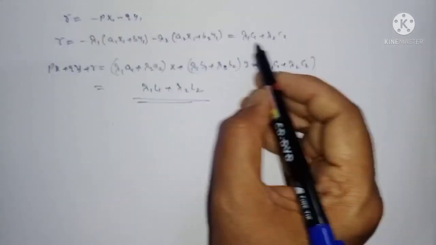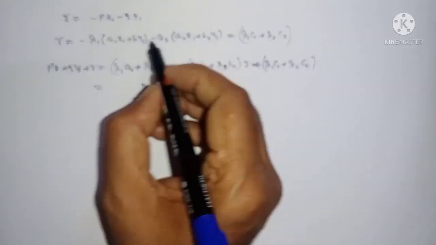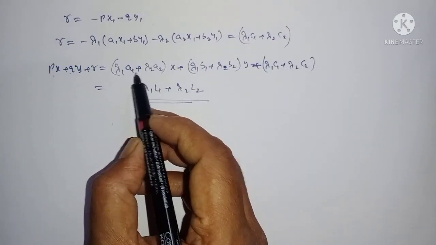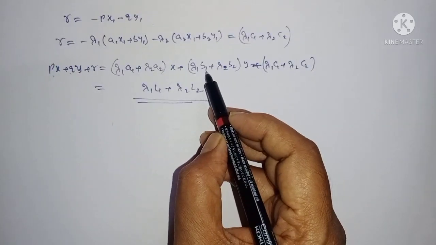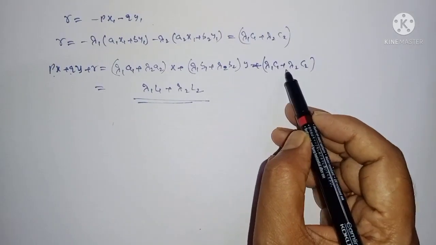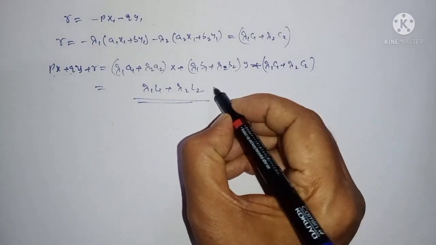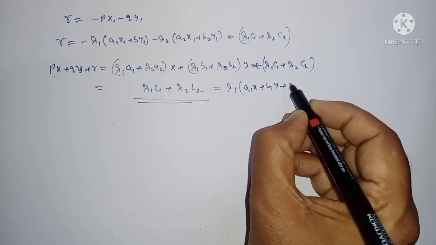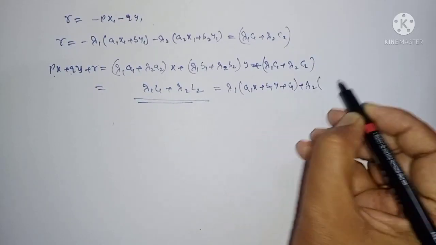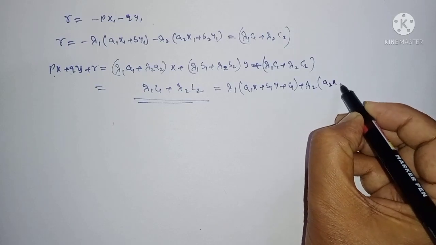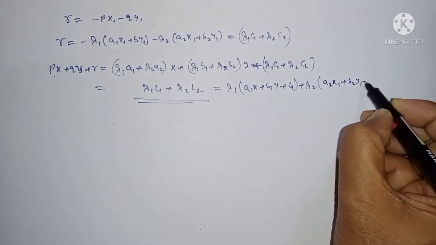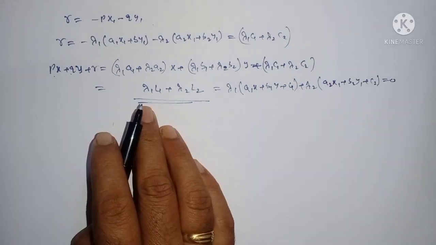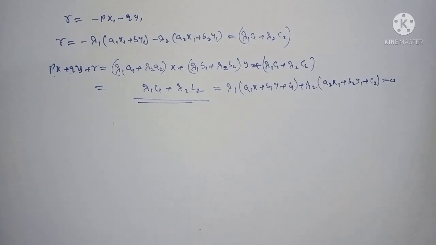You can bring this side. These are all the positive values. This is a negative. You can bring this side. Whatever it is, you get the positive only. Therefore lambda 1 a1 plus lambda 2 a2 times x plus lambda 1 b1 plus lambda 2 b2 times y plus lambda 1 c1 plus lambda 2 c2 is equal to, is nothing but you can write here lambda 1 of a1 x plus b1 y plus c1 and lambda 2 of a2 x plus b2 y plus c2 is equal to 0. This is the form of lambda 1 L1 plus lambda 2 L2.